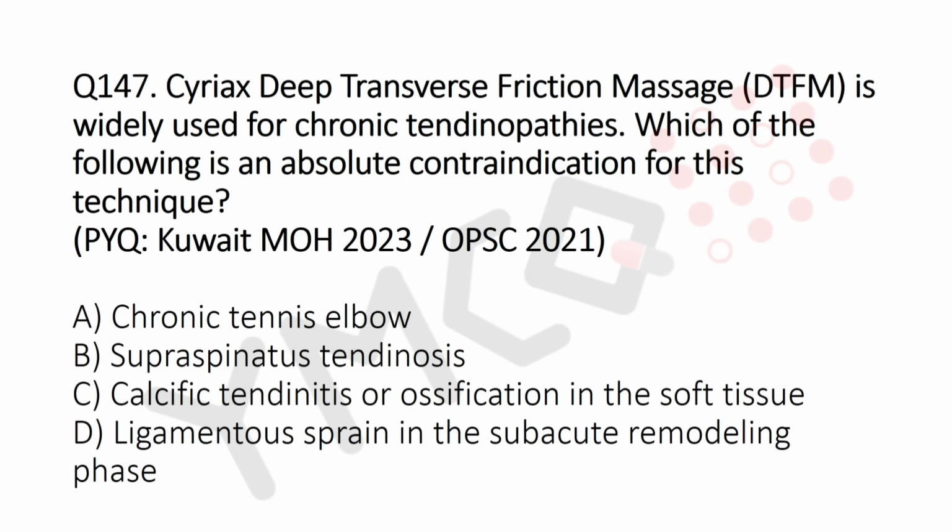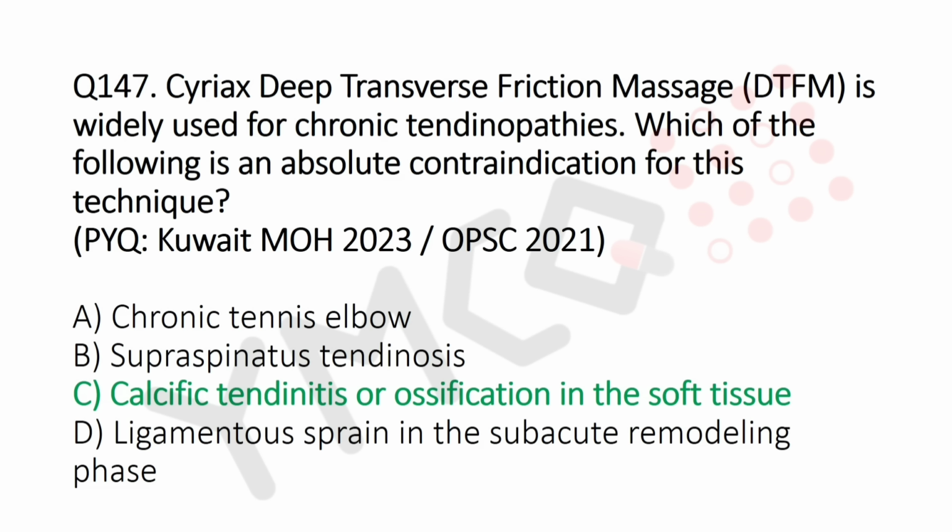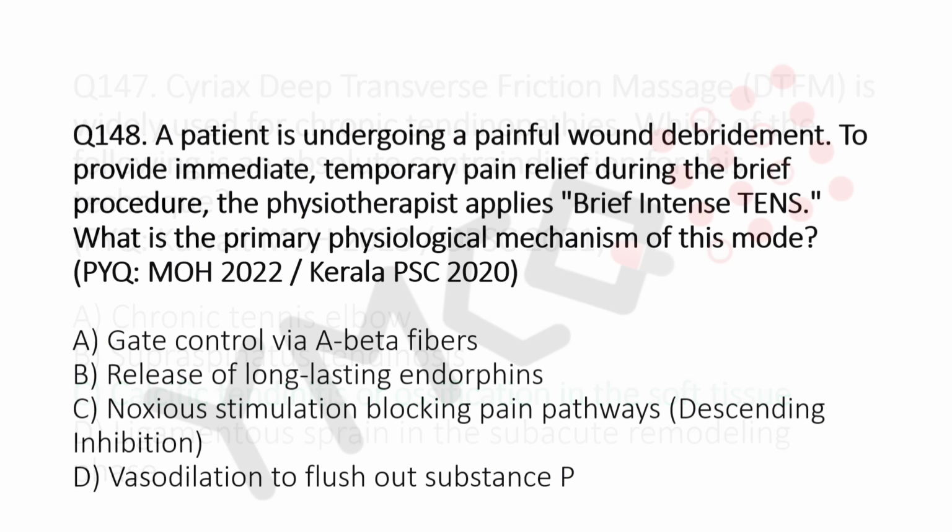And the answer is option C, calcific tendinitis or ossification in soft tissue. Friction massage rubs the tissue aggressively to break down the scar tissue. If a patient has calcification, rubbing it vigorously will cause excruciating pain and further damage. Okay?